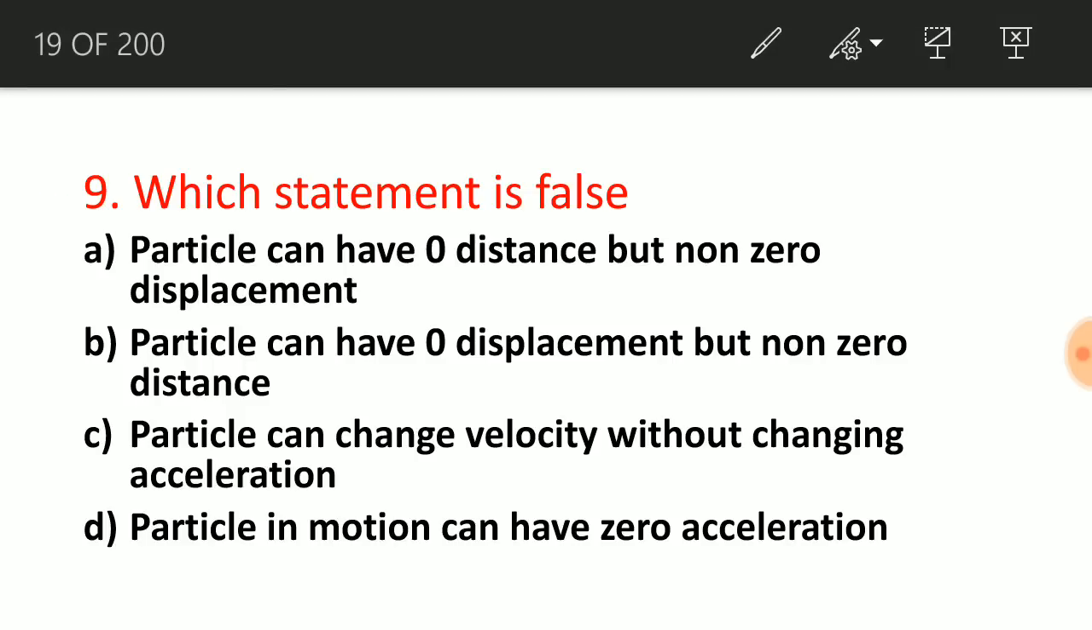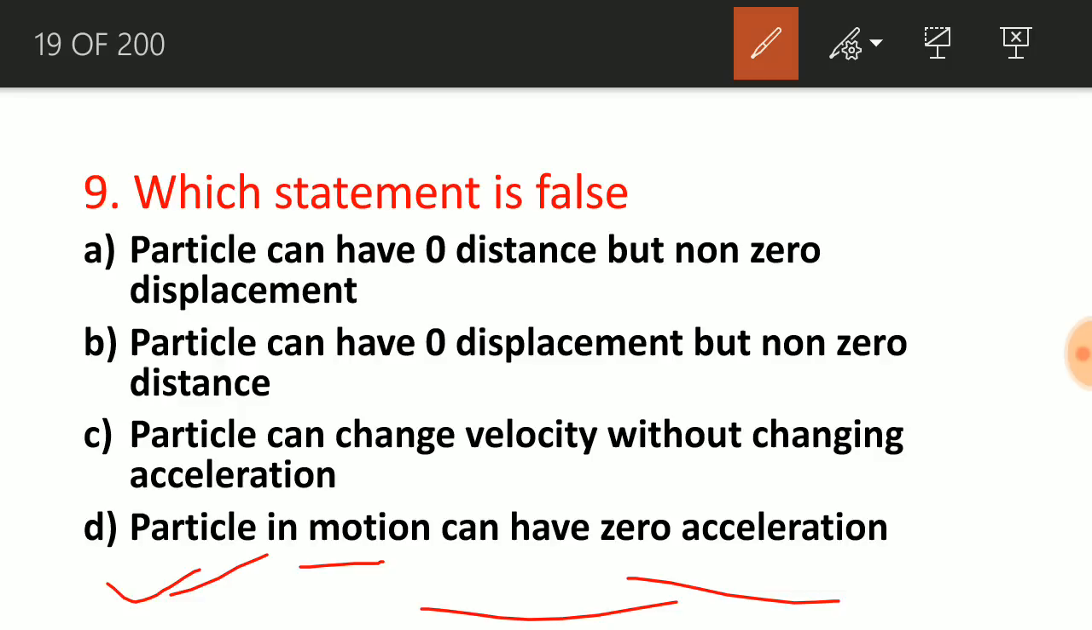Particle can have zero distance but non-zero displacement. Particle can have zero displacement with non-zero distance. Particle can change velocity without changing acceleration. Particle in motion can have zero acceleration. If we see this, option choice D is true, because a particle in motion can have zero acceleration.